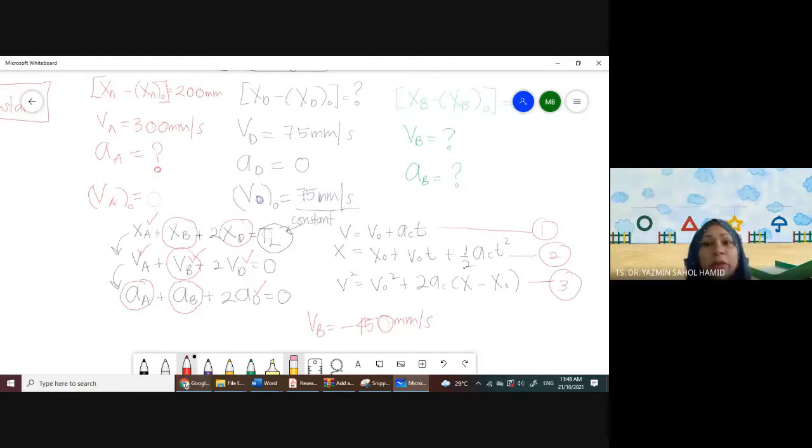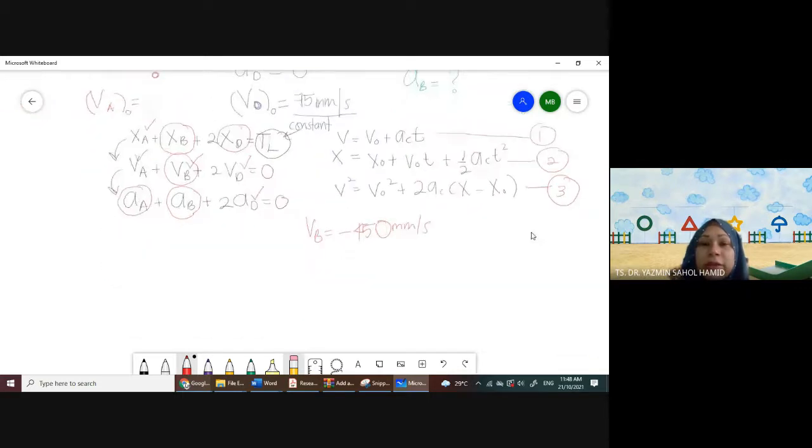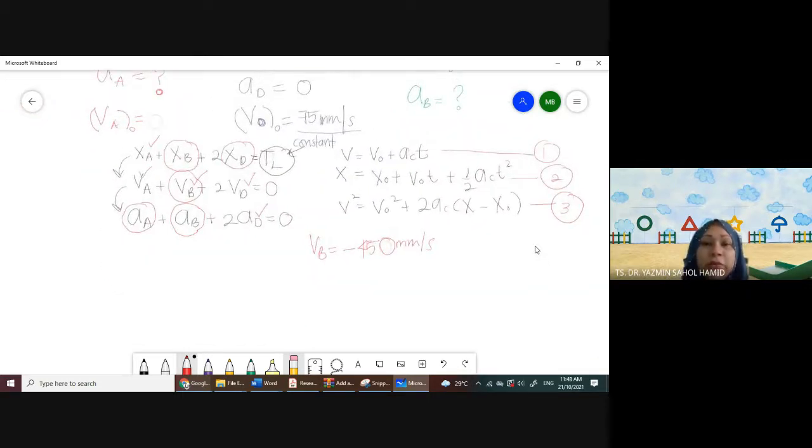3. Okay, why do you choose 3? Because you have all the information. Okay, good. Let's use equation number 3. Can you please do it? Use equation number 3, but remember, when you choose equation number 3, change it to VA. VA squared equals V naught A squared plus 2 times the acceleration at A, and then it becomes XA minus X naught A.